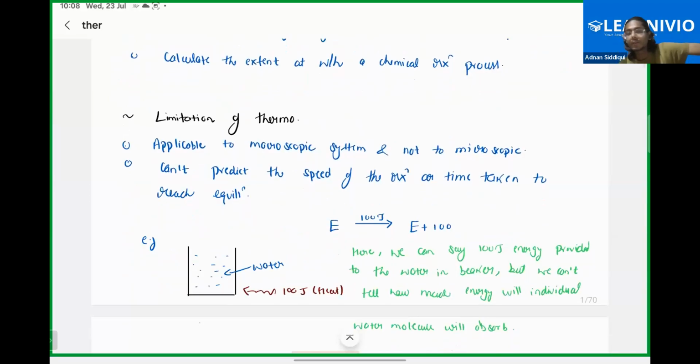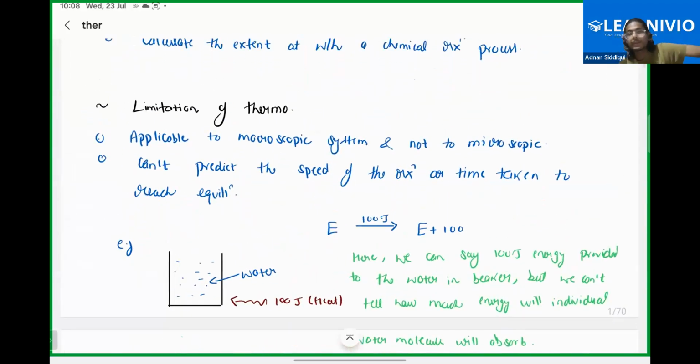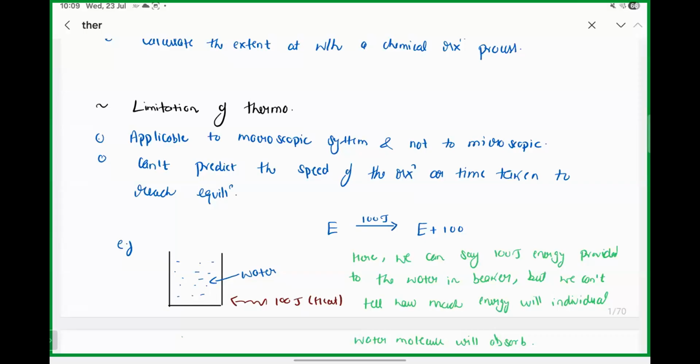So what are the limitations of thermodynamics? Thermodynamics limitations are these basically. It is only applicable to macroscopic systems, not to microscopic. I told you the reason behind it. What was the reason why we are only applying thermodynamics on macroscopic particles? Because it's too complex. You cannot see, there are millions of atoms, and it's going to be complex to measure the energy.